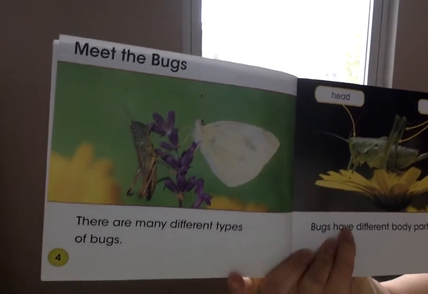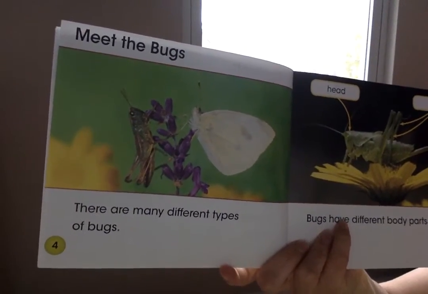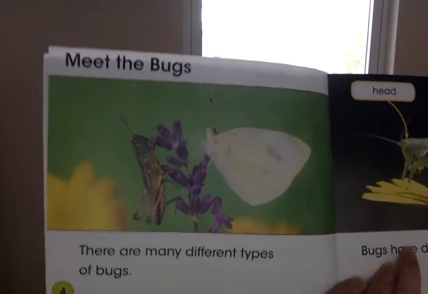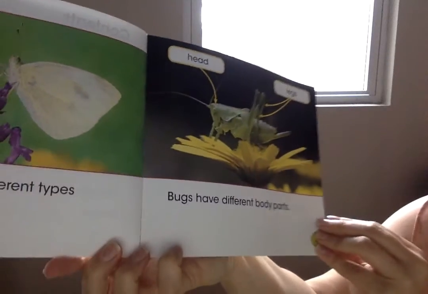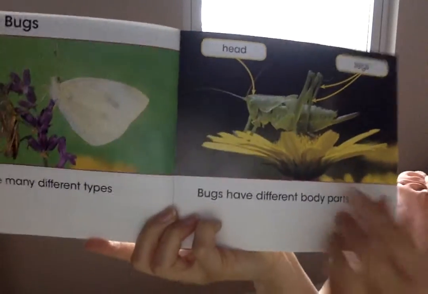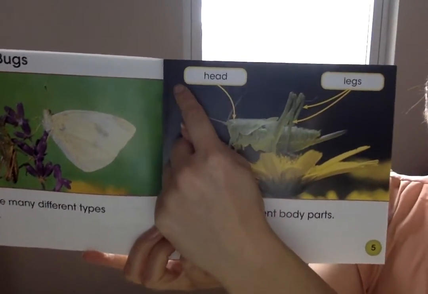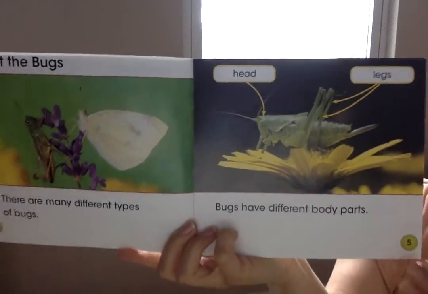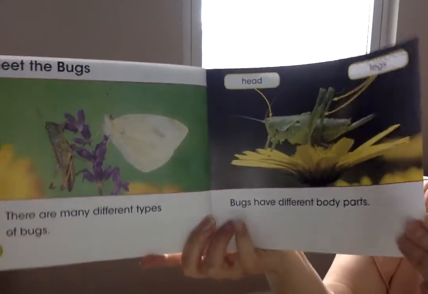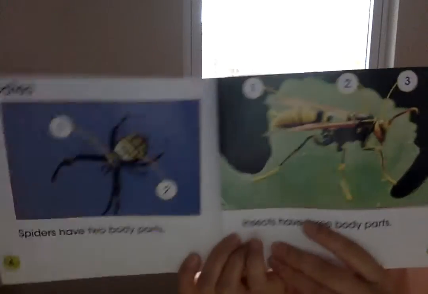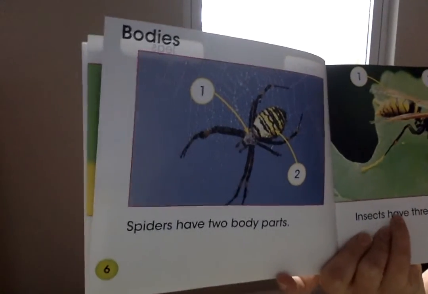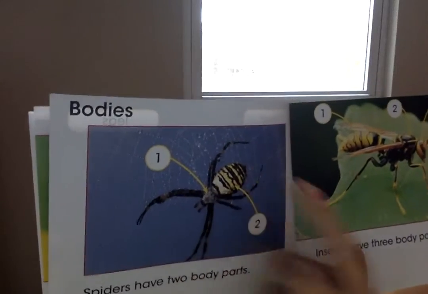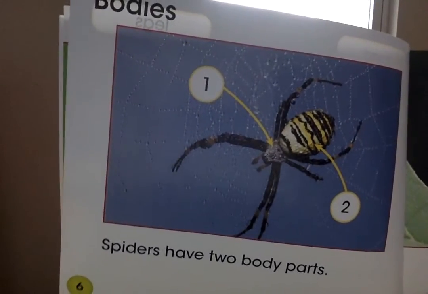Meet the bugs. There are many different types of bugs. There's lots of different bugs. Bugs have different body parts. This grasshopper has a head and legs. They have different kinds of bodies. Spiders have two body parts. 1, 2. A spider has two body parts.